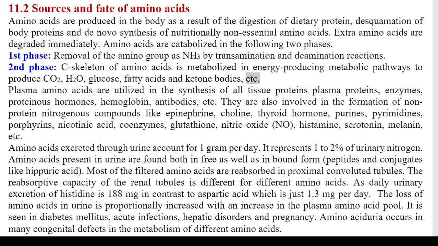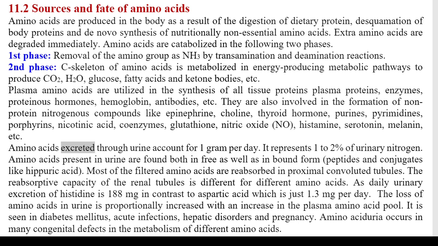Plasma amino acids are utilized in the synthesis of all tissue proteins, plasma proteins, enzymes, proteinous hormones, hemoglobin, antibodies, etc. They are also involved in the formation of non-protein nitrogenous compounds like epinephrine, choline, thyroid hormone, purines, pyrimidines, porphyrins, nicotinic acid, coenzymes, glutathione, nitric oxide (NO), histamine, serotonin, melanin, etc.